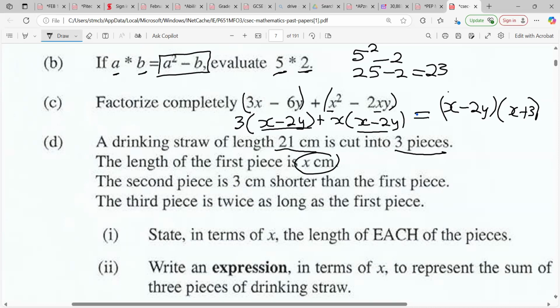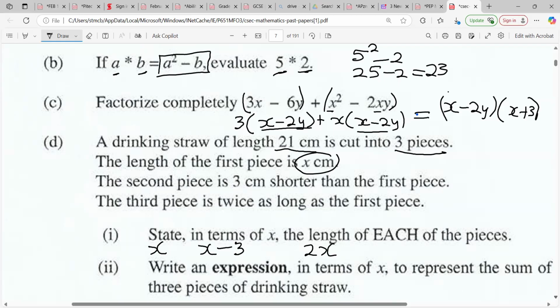So basically, the first one would have been x, right? That's the first piece. The second piece, since it's 3 centimeters shorter, is x minus 3. And the third piece is twice as long as the first. Now the first is x, so twice as long would have been 2x. And that would be our answer. All right, cool. Let's move on to another one.